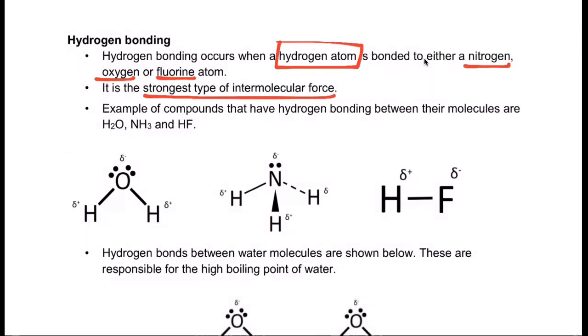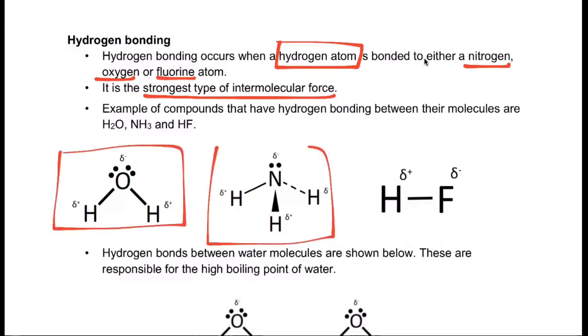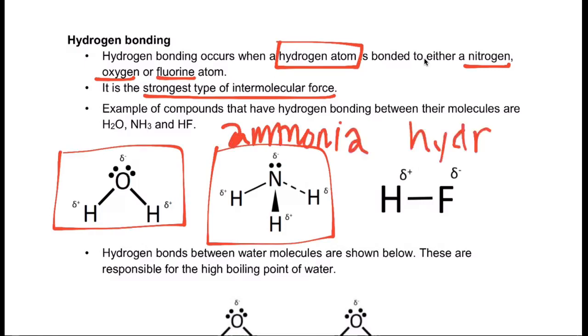And so the three most common examples you need to know about are these three: water, ammonia, ammonia, if you don't know how to spell it, and then hydrogen fluoride. Because all these molecules have a hydrogen and they all have oxygen, nitrogen, or fluorine.